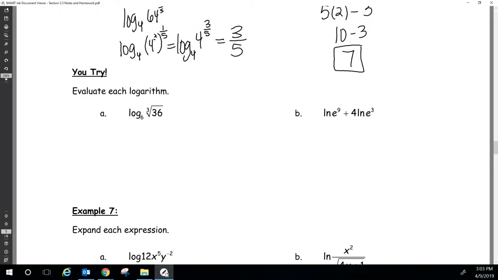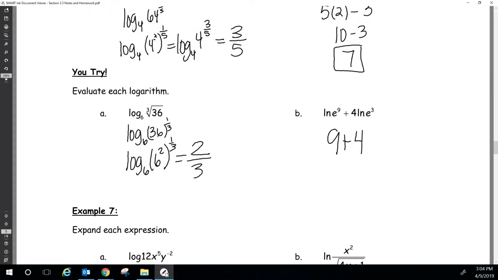All right, same ideas for these U tries. I want to get this into a base 6. So first I'm going to get rid of that cube root, make this 36 to the 1/3 power. And then 36 is 6 squared. So my exponent here is 2 times 1/3, which is 2/3, and so that is my answer, since the bases match. Natural log of e to the 9th is 9, plus 4 times natural log of e to the 3 is 3. 9 plus 4 times 3 is 12, would be 21.